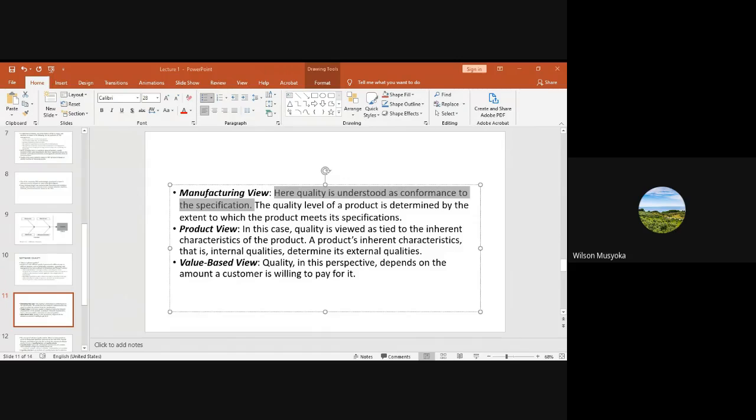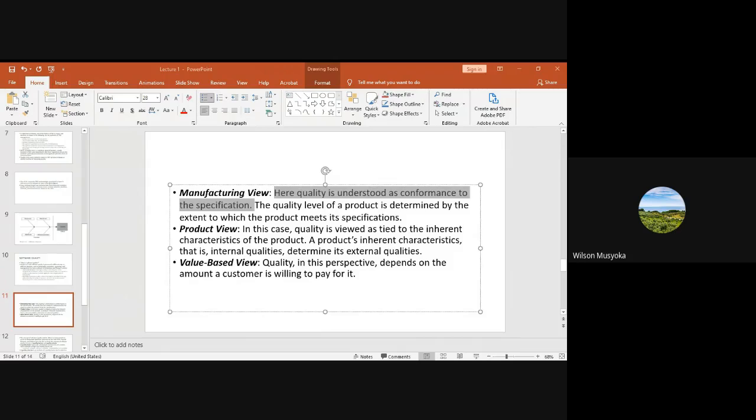Those are the inherent or underlying characteristics which will ensure that this product looks of higher quality as compared to others in the market. That is why we look at it as a product view of quality.